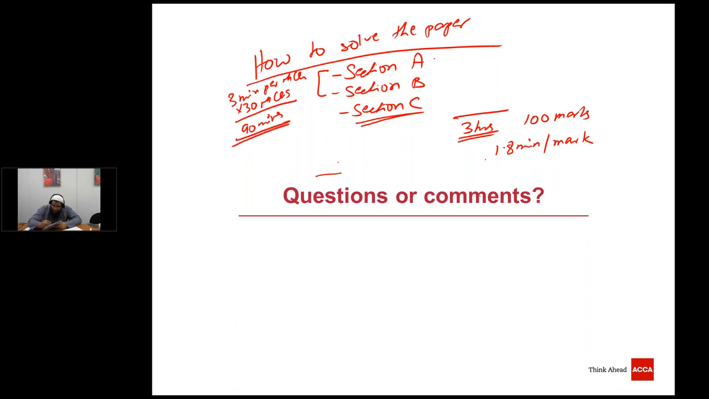So you have approximately 1.5 hours for Section A and B, and the remaining 1.5 hours for Section C. This should be your plan: 3 minutes for each MCQ, and 30 MCQs would require 90 minutes, which is 1.5 hours, and the remaining 1.5 hours goes to Section C, which makes approximately 45 minutes per question. So you have to invest 45 minutes on the ratios question and 45 minutes on the final accounts question or the consolidation question. This should be your time allocation of 3 minutes per MCQ and 45 minutes per Section C question.